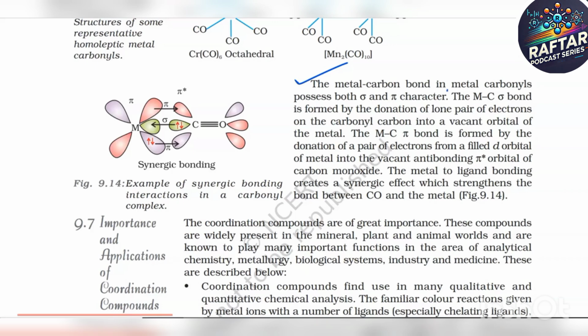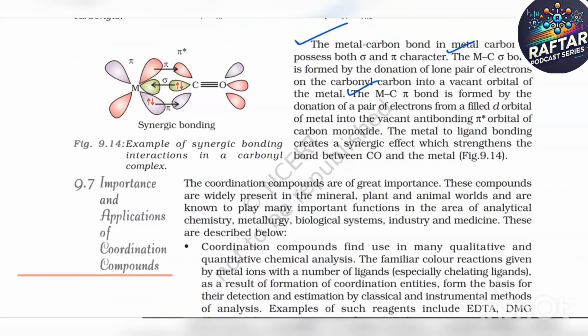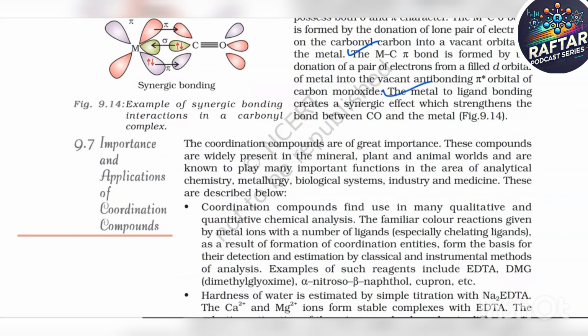The metal-carbon bond in metal carbonyls possesses sigma and pi character. The M-C sigma bond is formed by the donation of a lone pair of electrons on the carbonyl carbon into a vacant orbital of the metal. The M-C pi bond is formed by the donation of a pair of electrons from a filled d orbital of the metal into the vacant antibonding orbital of carbon monoxide. The metal to ligand bonding creates a synergic effect which strengthens the bond between CO and the metal.